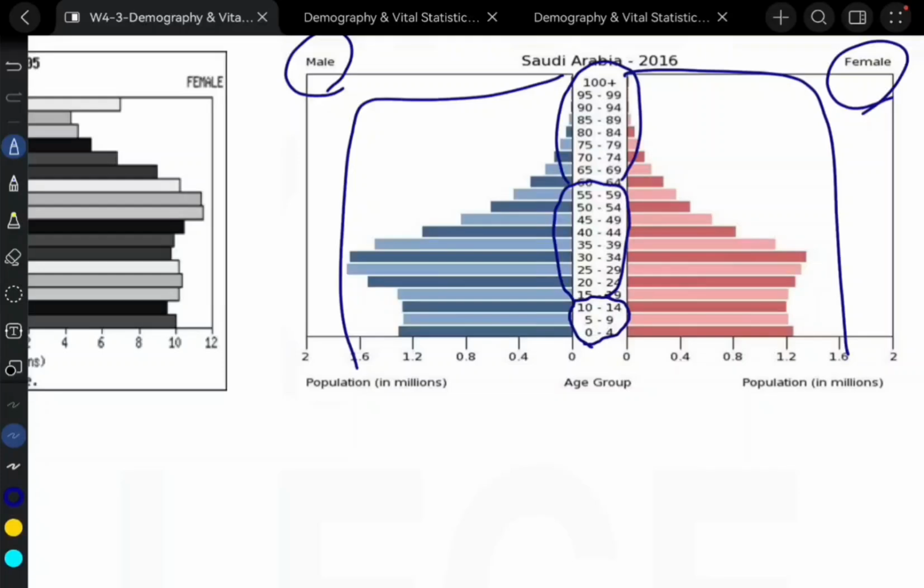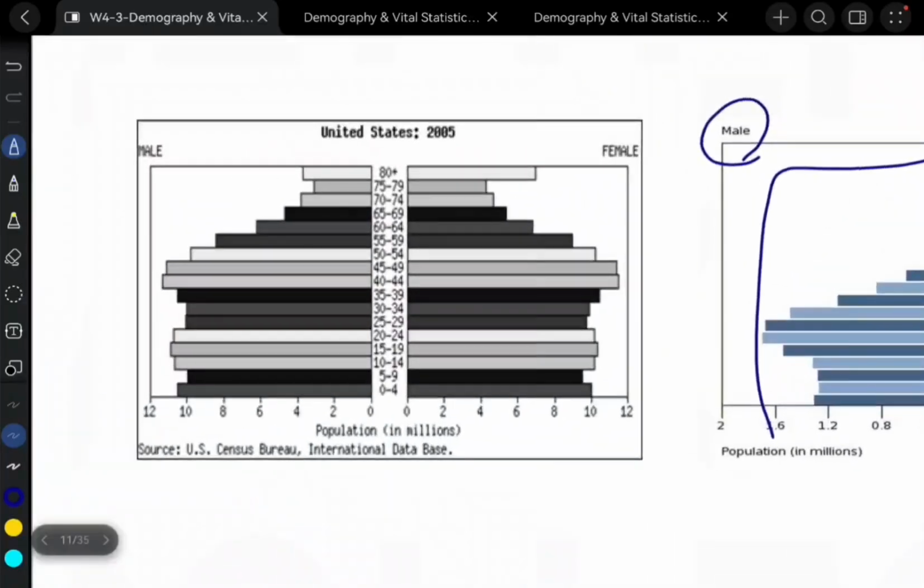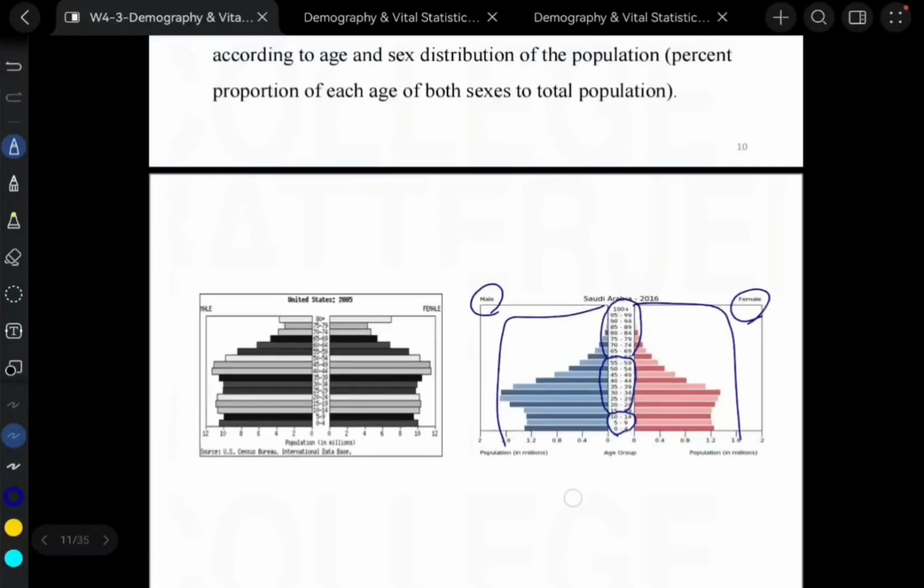Obviously, here you could see that in the base, between the ages of 0 and 14, we have around the same amount of males and females, while here it's pretty much equal. Maybe it's a little bit different at the age of 25 to 29, more males than females. Here you could also see it's a little bit equal, but in some countries you might find more females than males, for example.